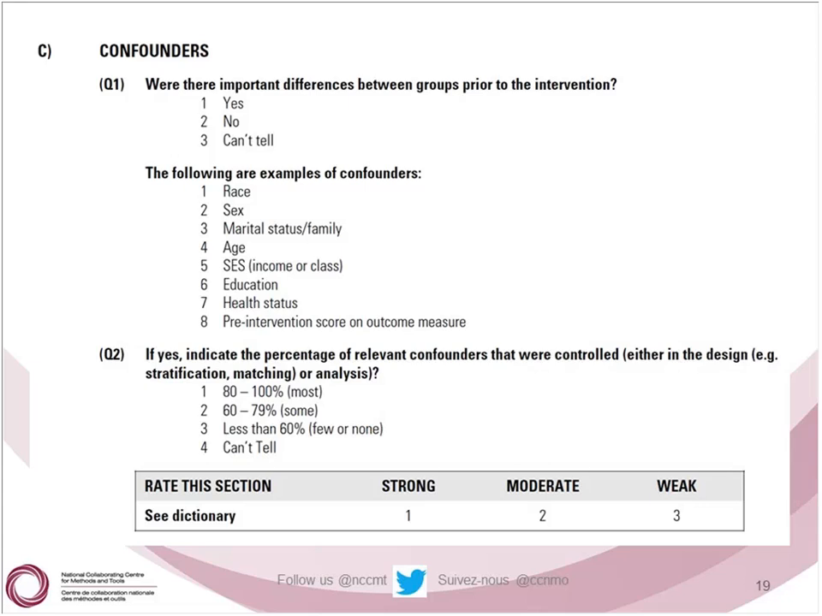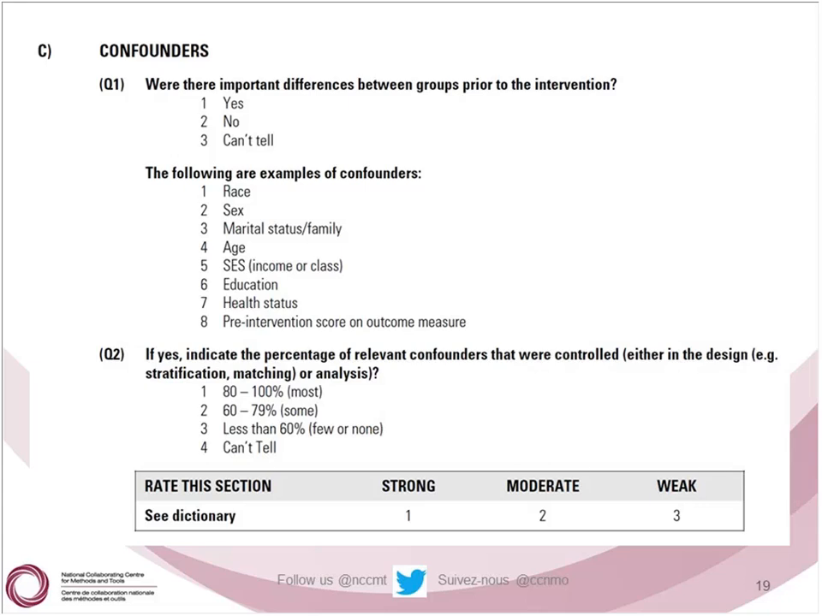But definitely at the beginning, at baseline, we'd want to know about those. And then our question 2 is if there were important differences, indicate the percentage of relevant confounders that were controlled for, either in the design, in, let's say, stratification. So if we're looking, for example, at marital status, if we felt that might have an impact, then we're going to want to make sure that our groups have equal representation of the different marital statuses that we could identify.